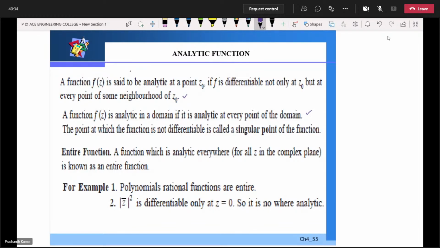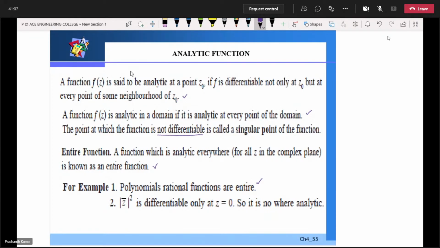The point at which the function is not differentiable, if a function is not differentiable at a point, then we call it a singular point of the function. For example, a function which is analytic everywhere is known as an entire function. I wrote all these as definitions. For example, polynomial and rational functions are entire.